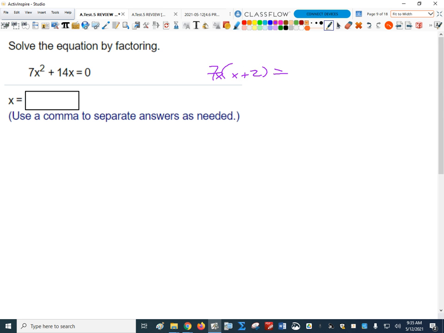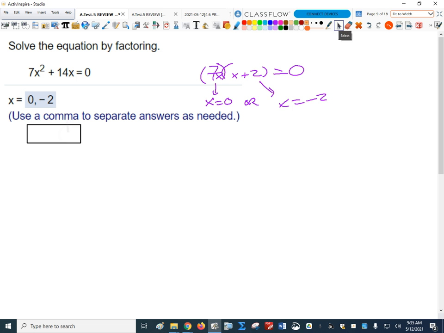X plus 2, good. Okay, so what are my solutions then? I've got 2 factors here. I've got 7x times x plus 2. What's the solution I get from that factor? 0. Yep, good. 7 times what equals 0? 0. So I get x equals 0, or what's my other one? Negative 2. There you go. Okay. Thumbs? Good. All right.